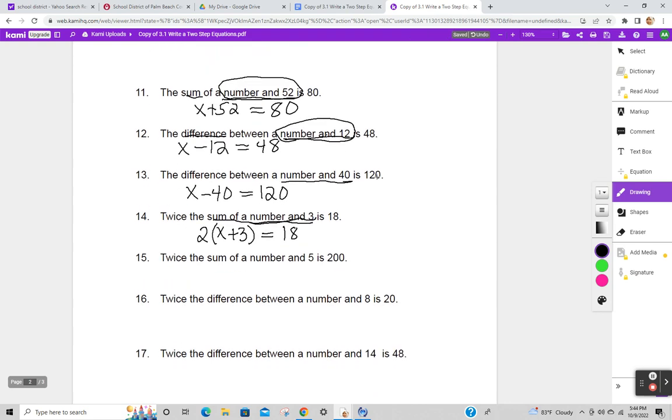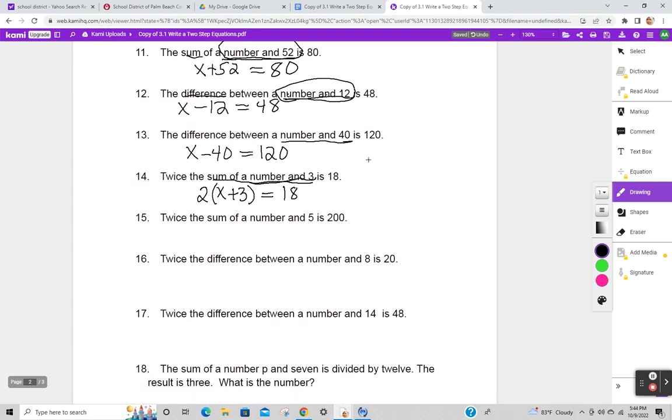Go ahead and pause the video and try number 15. It's just like 14. So I'm going to go ahead and start with this part, the sum of a number and 5. So x plus 5. And what am I doing with this sum? I want to take twice that amount. So I'm going to need parentheses to show that I'm taking twice that whole total. And that will be equal to 200.